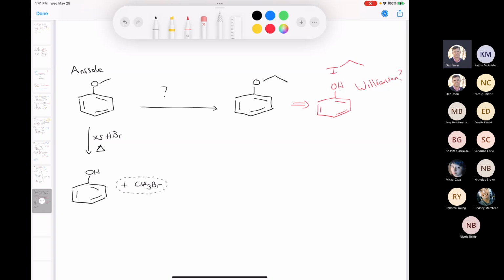So we'll just move that down here. Now you can take the phenol and treat that with sodium hydride. That's going to give you the phenoxide, this. And then you treat that with your electrophile and done. Just like that.